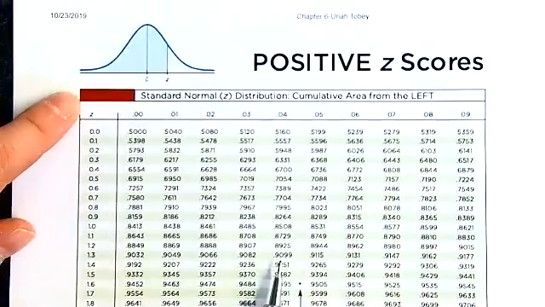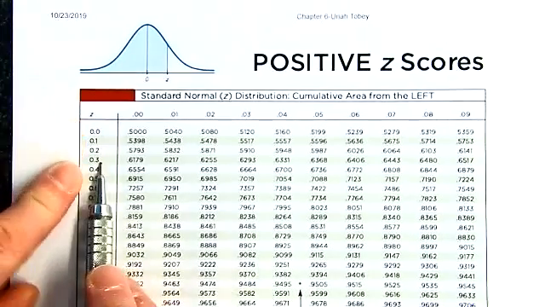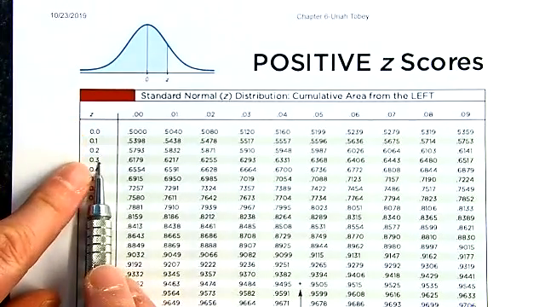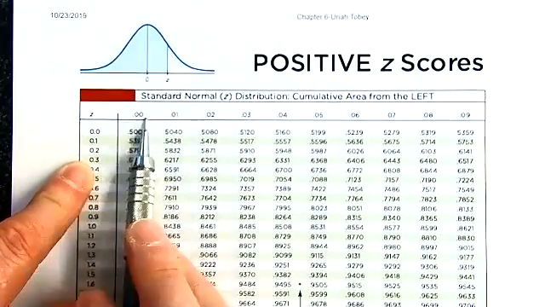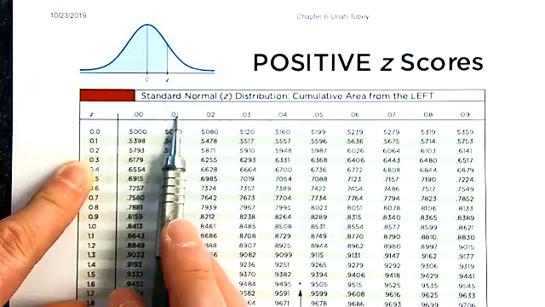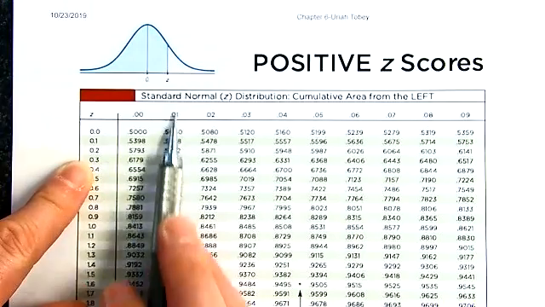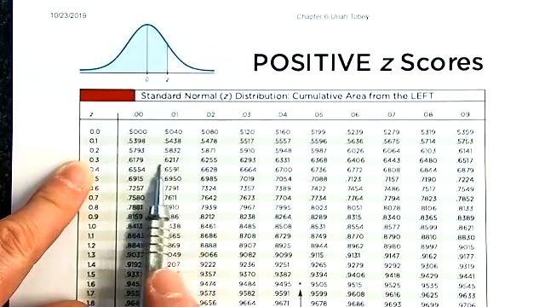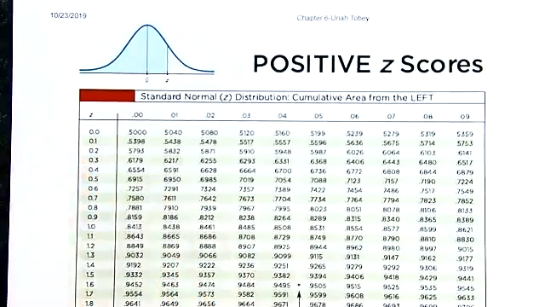Over here I have z-scores that are in the ones place and then the tenths place. So we go to 0.3, which would be right here. Then the hundredths place was a 1, and these columns are the hundredths place. So we go to 0.31, and the intersection of these two numbers is our area right here, 62.17%. So 0.6217.